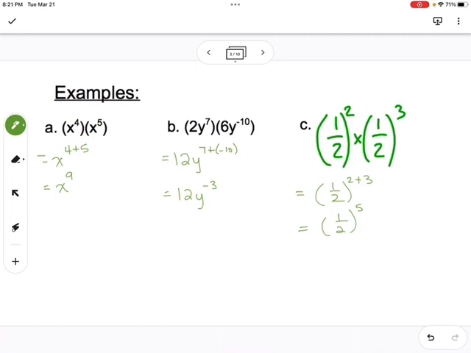Okay. If we wanted to simplify this, the exponent 5 would go to both pieces inside. So it would be 1 to the exponent 5 and 2 to the exponent 5. So 1 to the exponent 5 gives us 1. 2 to the exponent 5 gives us 32. So our final answer here is 1/32.